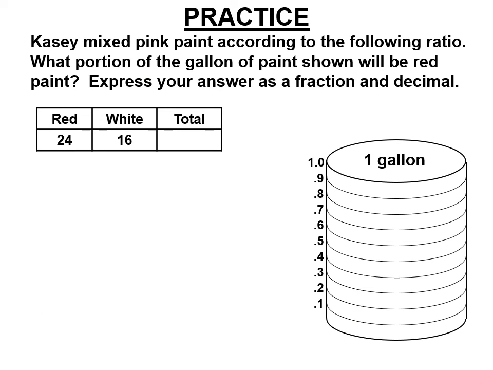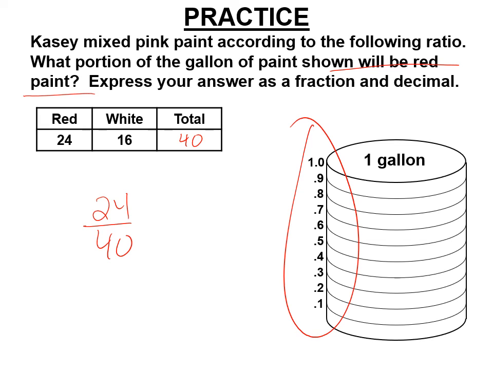We're mixing pink paint again. And we're still wanting to be red. I'm very consistent about that. I'm not trying to trick you. And so we have 24 plus 16, so the total is 40, right? So red paint is 24 out of the 40. We're trying to convert that to a decimal because the can has got decimals on it.